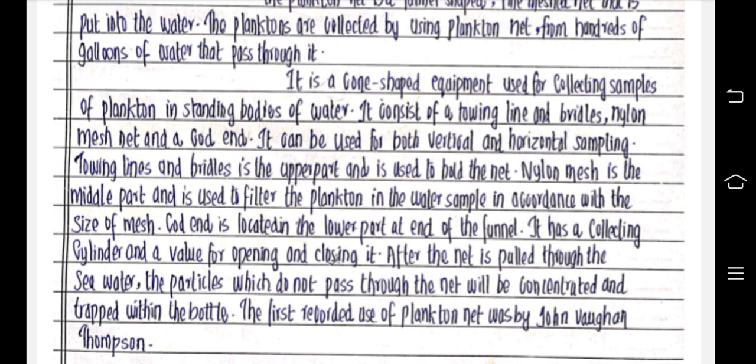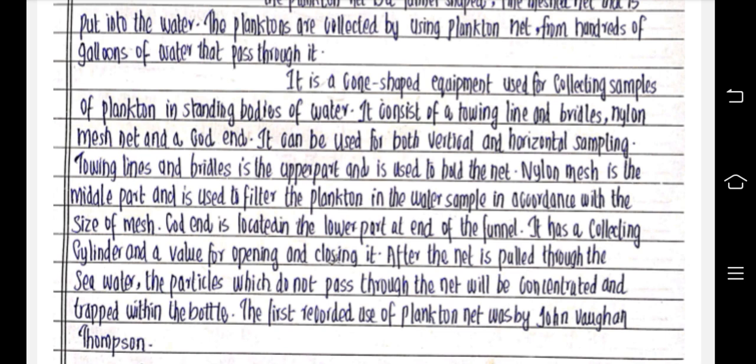Towing lines and bridles are the upper part and are used to hold the net. Nylon mesh is the middle part and is used to filter the plankton in the water sample in accordance with the size of mesh. The codend is located in the lower part, at the end of the funnel. It has a collecting cylinder and a valve for opening and closing it.